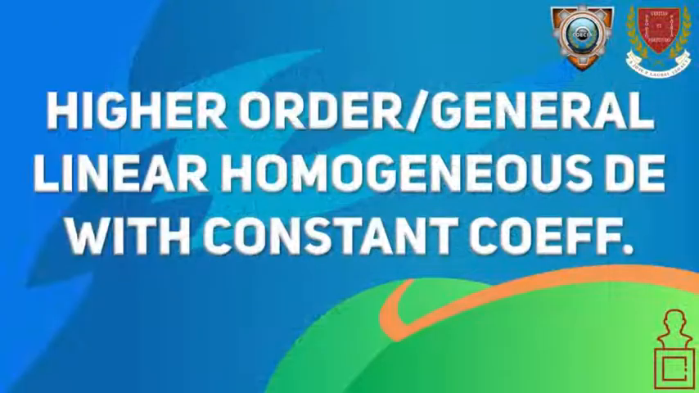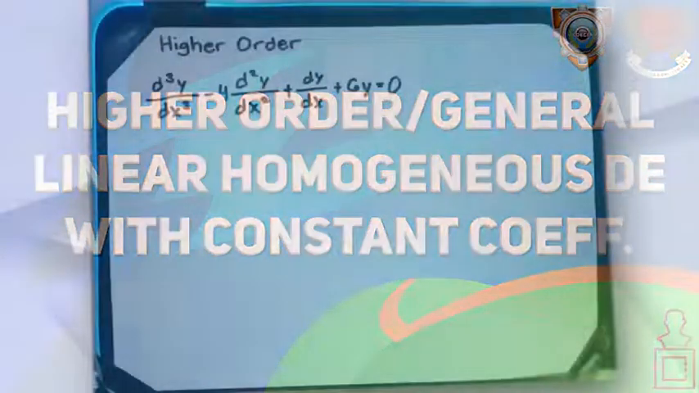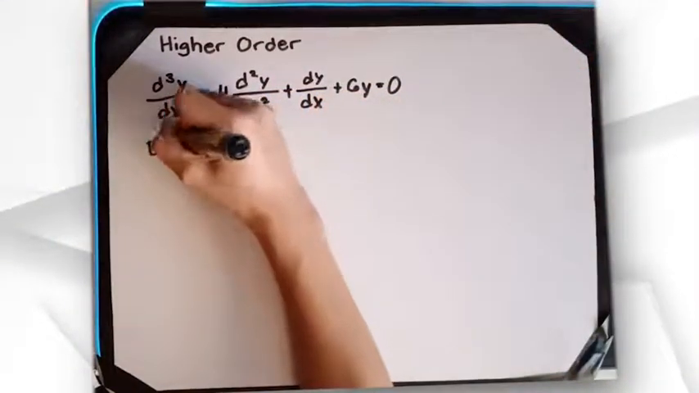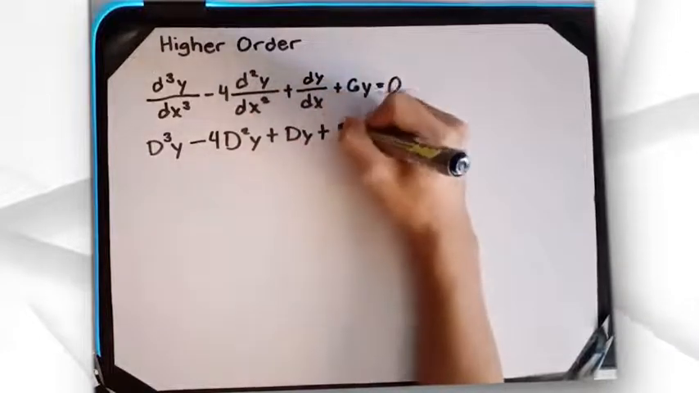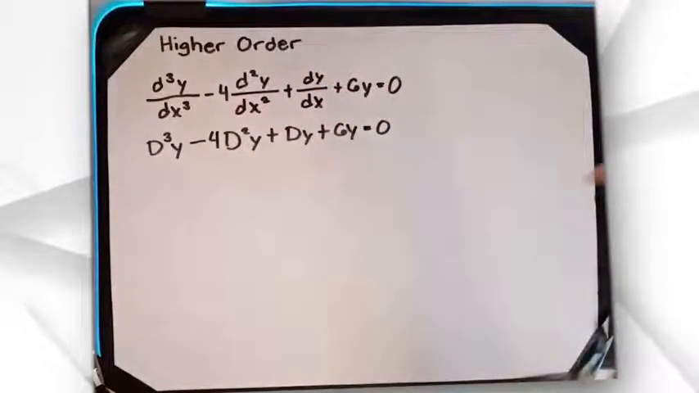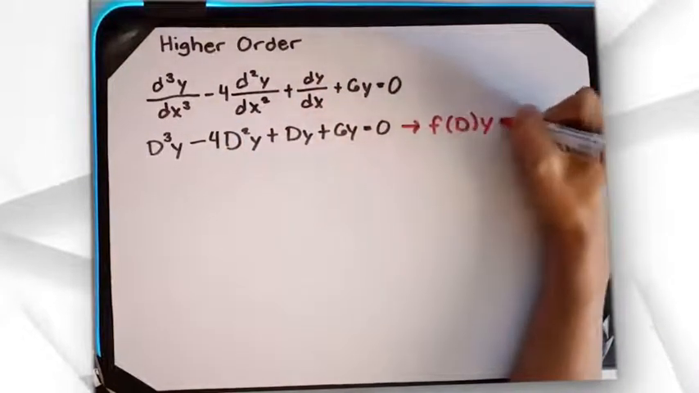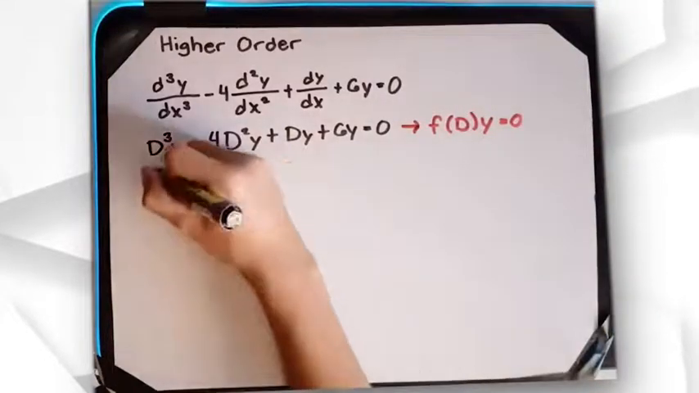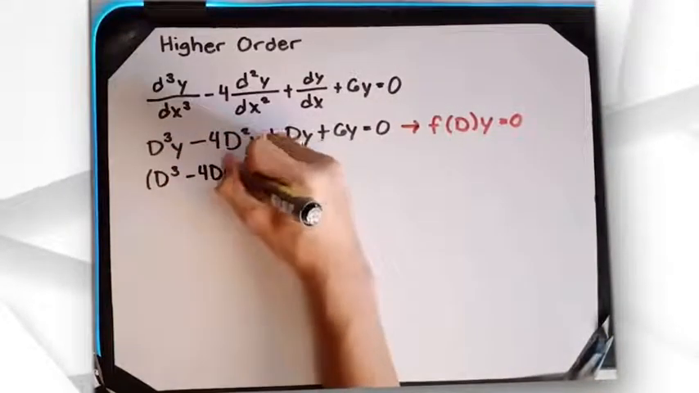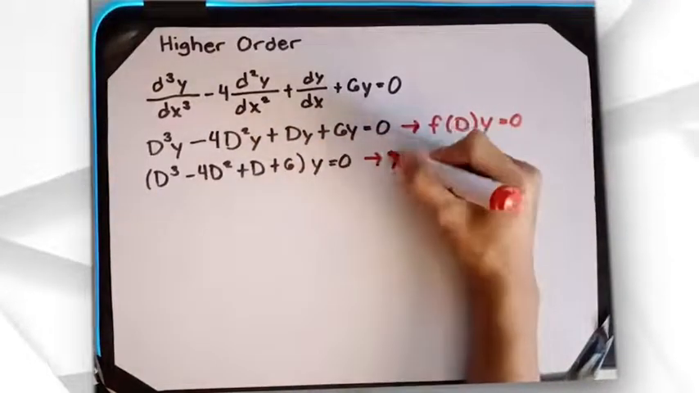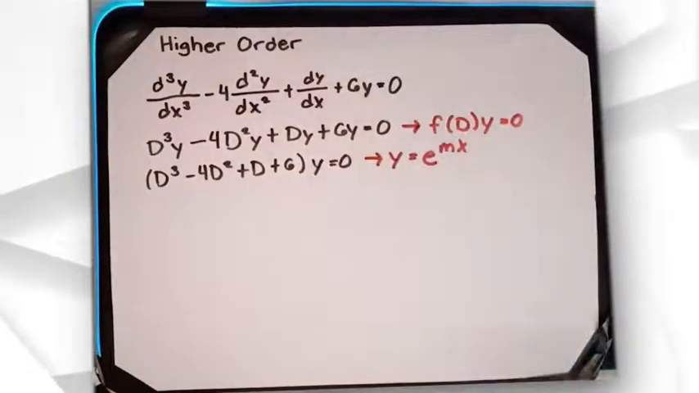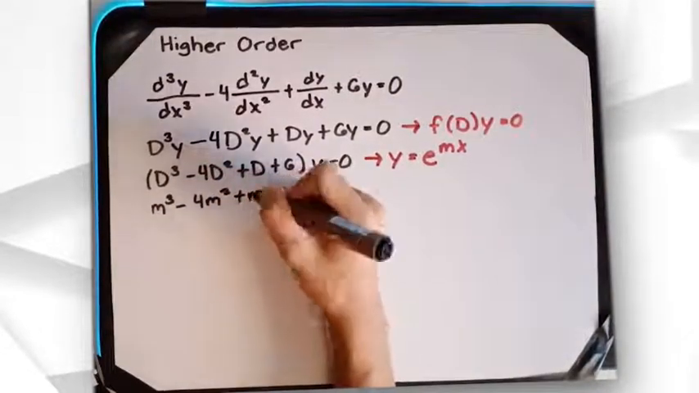Let us now proceed with higher order or general linear homogeneous DE with constant coefficients. In order to solve this DE, first we need to convert this into the differential form. We can substitute this into D cubed multiplied by y plus 4D squared multiplied by y plus Dy plus 6y is equal to 0. Now, we can factor out y so it will be similar to the differential form. What I'm going to do next is we will let this D equal to m.